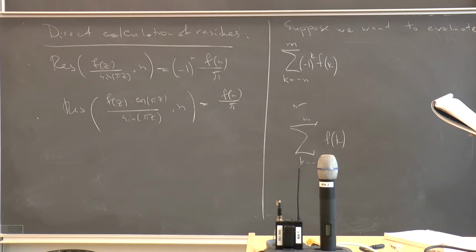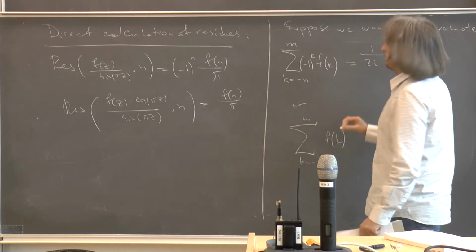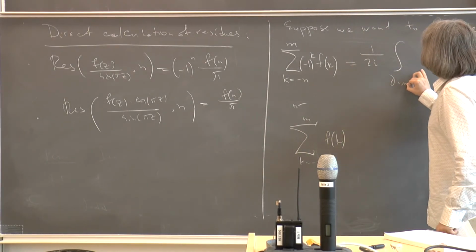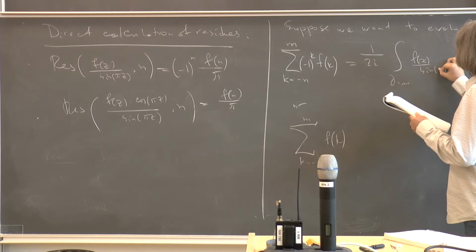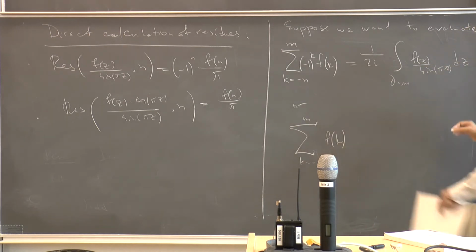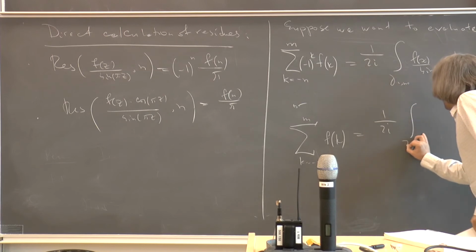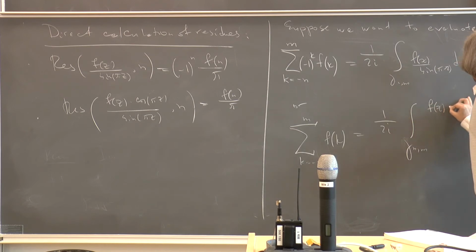Then we see that we're doing residues, and this means that this thing is 1 over 2i, because pi is in the formula, the integral over gamma n m of f of z over sine pi z dz, and this is 1 over 2i the integral over gamma n m, I'll explain what gamma n m is, of f of z cosine pi z over sine pi z dz.